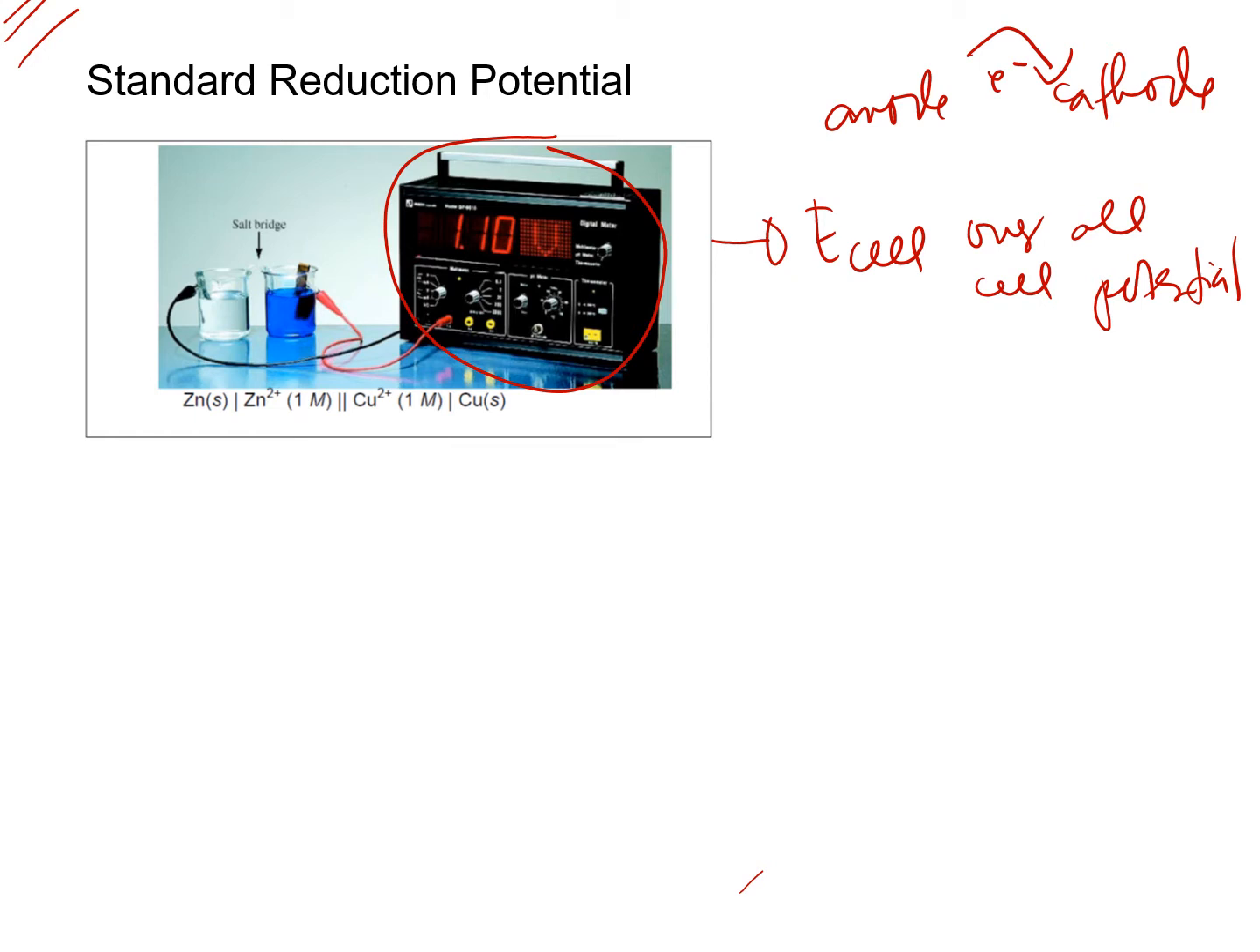So we define, under certain conditions, the cell potential as the standard cell potential. So there is a standard cell potential. This is measured according to certain standard state conditions, which we will define. The standard cell potential is the cell potential under standard state conditions.